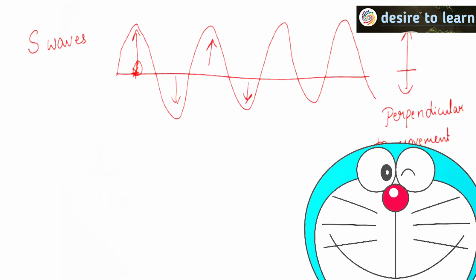S waves were moving like this. If S waves move like this, how will the particle move? Like this. Because it is coming like this, I told you, perpendicular, it will be like this. P waves were pushing the particles like this. S waves were pushing the particles like this.